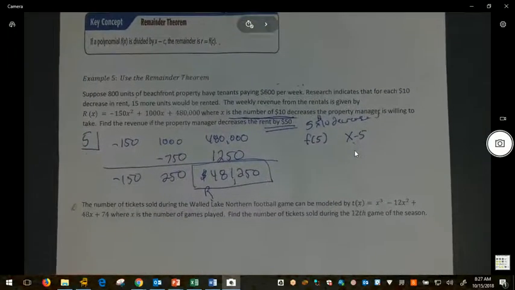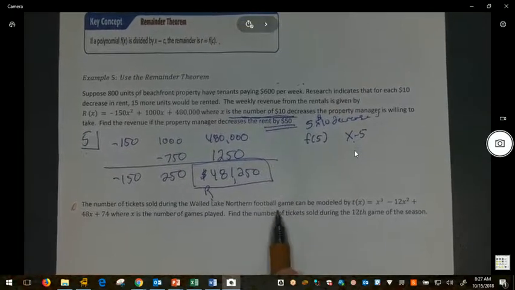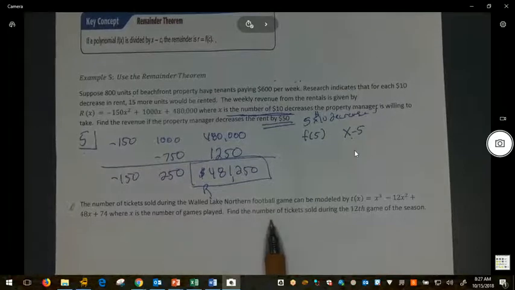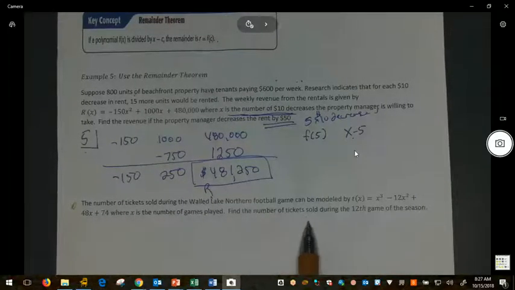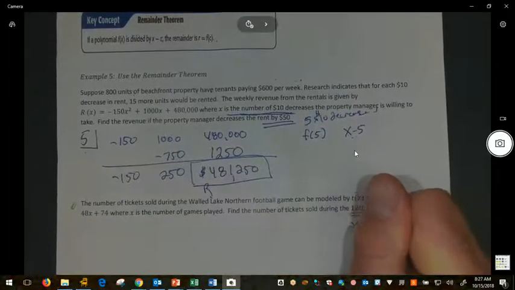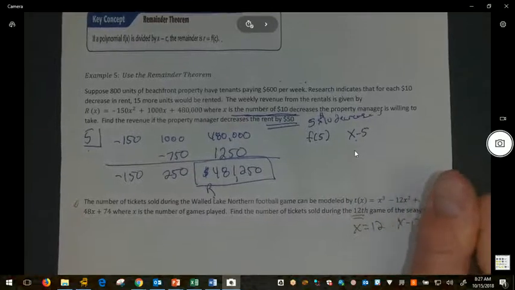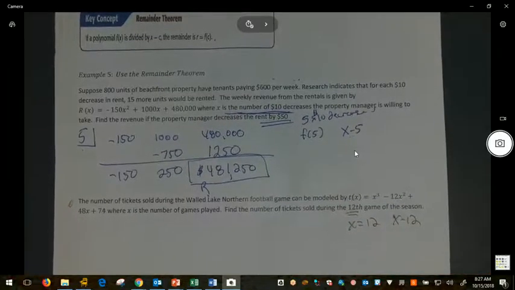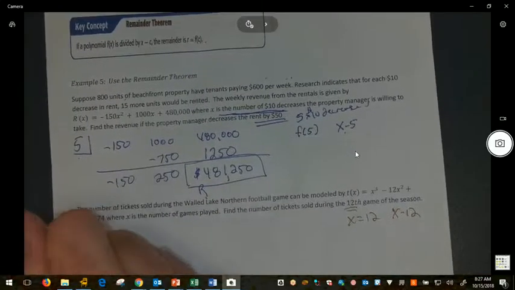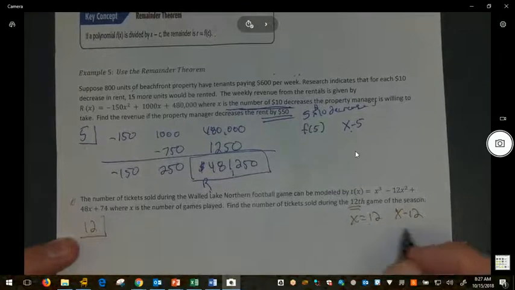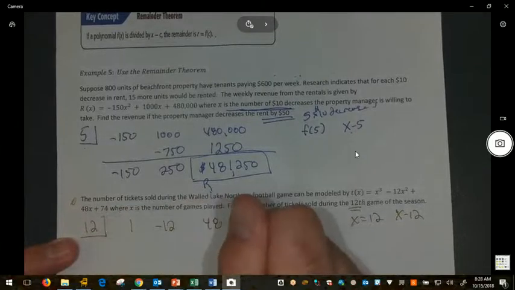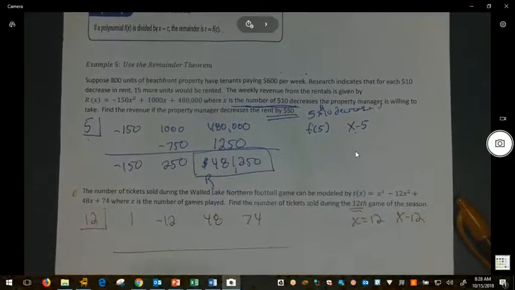Another example of this, the number of tickets sold during the Walled Lake Northern football game can be modeled by this cubic equation, where x is the number of games played. Find the number of tickets sold during the 12th game of the season. So they want to know when x equals 12, or if we're looking at the polynomial function, if x minus 12 is a factor. It probably won't be because we're anticipating a remainder. So we're going to plug 12 in for synthetic substitution. In this case, it might be more efficient to do this if you don't have a graphing calculator. The numbers should work out pretty nicely.